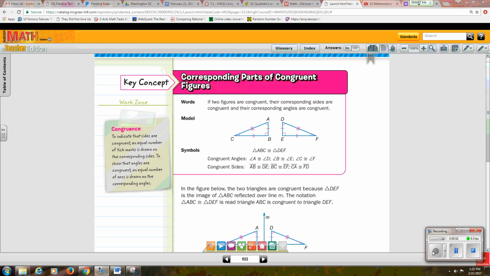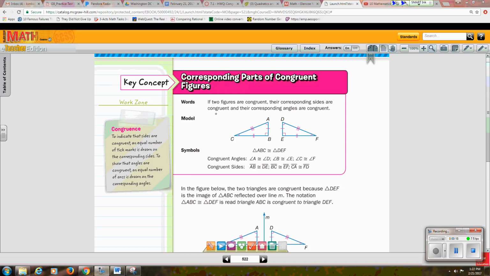All right, welcome to 7.2. This whole section, the second section of chapter 7, is investigating exactly what it means for a figure to be congruent. And here's the key concept of what it means to be congruent.